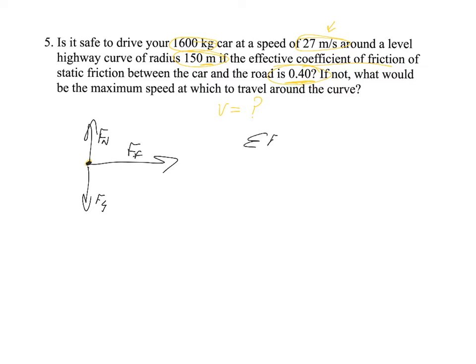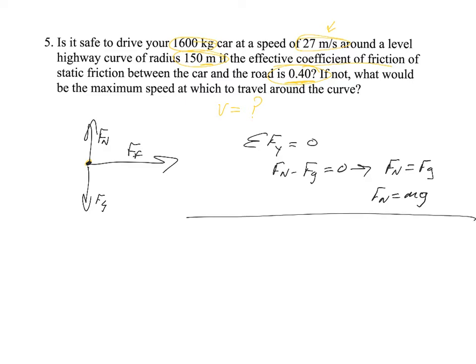Let's go forces in the y direction equals 0, and force normal minus force gravity equals 0, which is going to tell us that the force normal equals force gravity. Force normal could equal mg as well, because that's just the definition of force gravity.